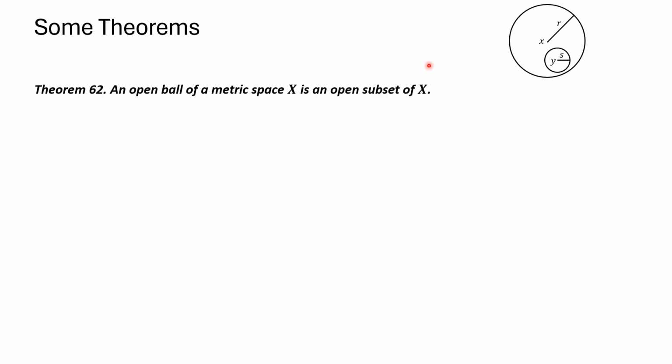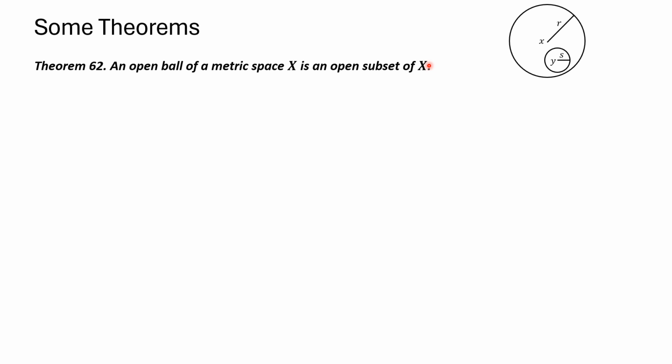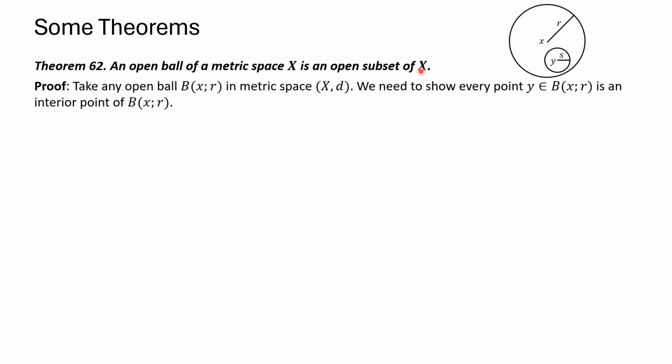Let's look at some theorems and proofs. The first one is: an open ball of a metric space X is an open subset of X. So let's take any open ball centered at X with radius R. Just as a visual aid, I drew it here. This is our center X and radius R. We need to show that every point Y in this open ball is an interior point of the open ball. Then that would prove that the open ball is an open set.